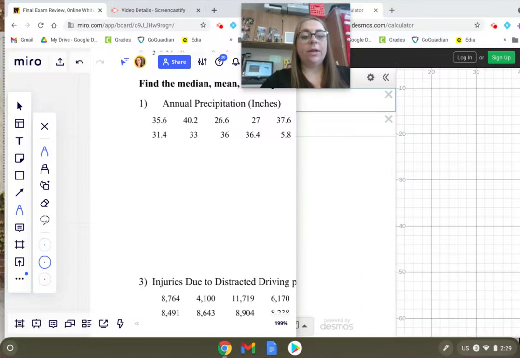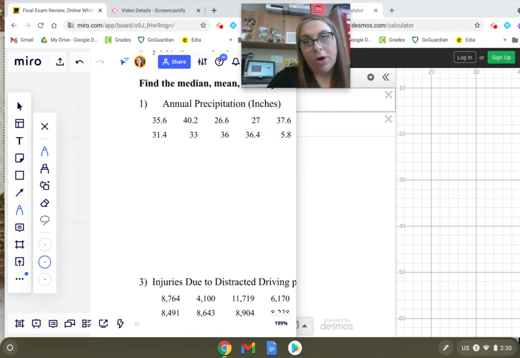Okay, so we are doing a review on statistics today. We're going to start by finding the mean. Before I can do that, I want to put all my numbers in order from least to greatest. So 5.8 goes first, 26.6, and then I've got 31.4, and then I have 33, and then I've got, I forgot 27.